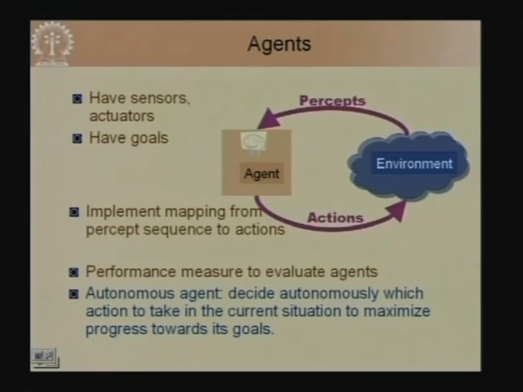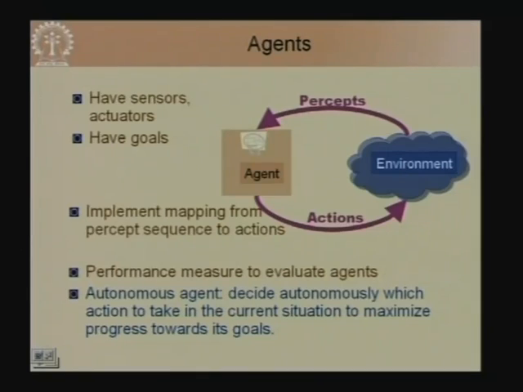We also have to talk about a performance measure by which we will evaluate an agent, evaluate how successful the agent design has been. And finally, we will like to talk about autonomous agents. In artificial intelligent agents, autonomy is extremely important. The agent should be able to decide autonomously which action it should take in the current situation.